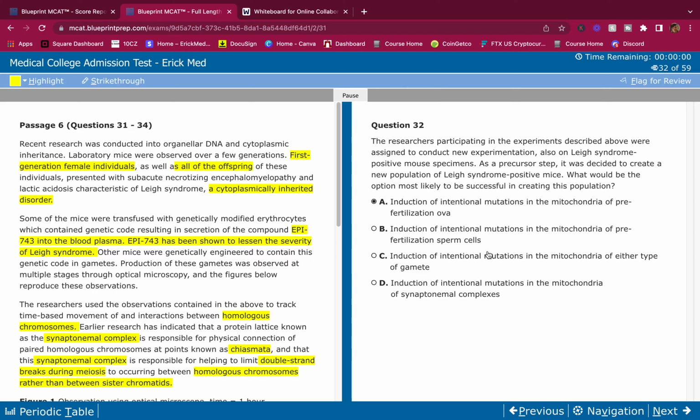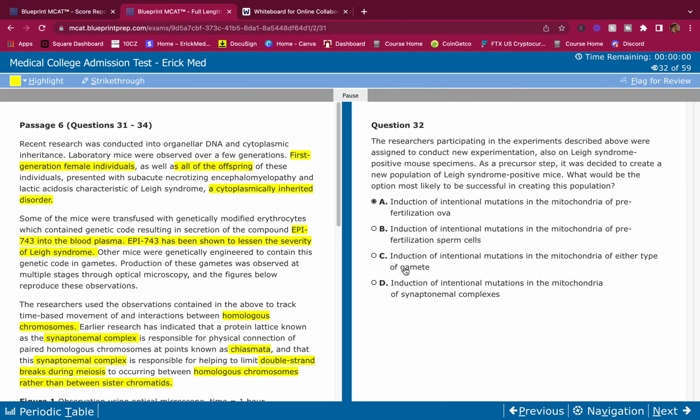No, it's not passed through the male. It's passed through the mom, not sperm cells. Also, the mitochondria of sperm cells, I'm pretty sure it doesn't go into the fertilization. I'm pretty sure it's just the head of the sperm with the DNA in it.